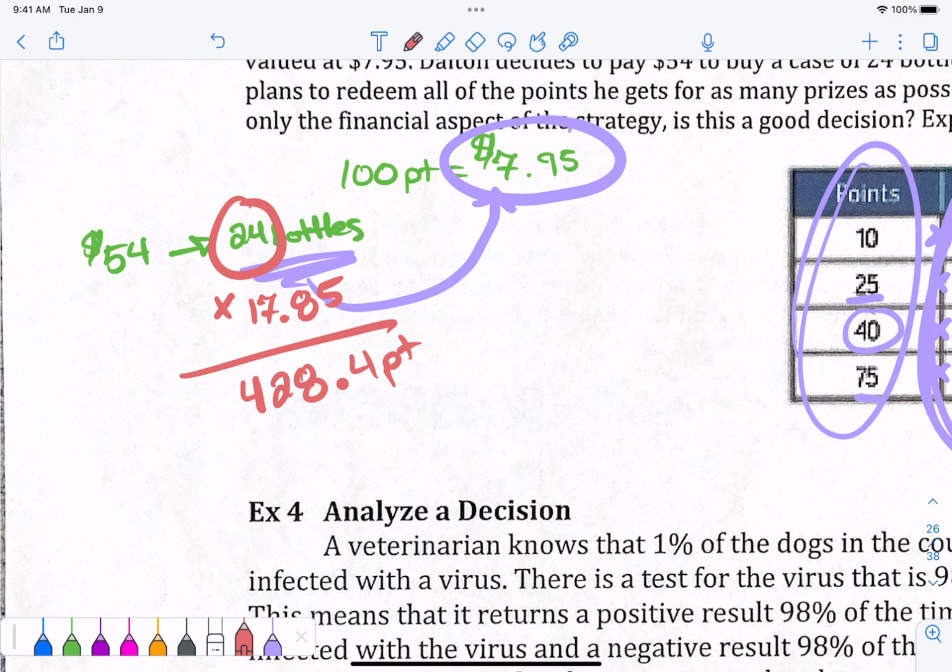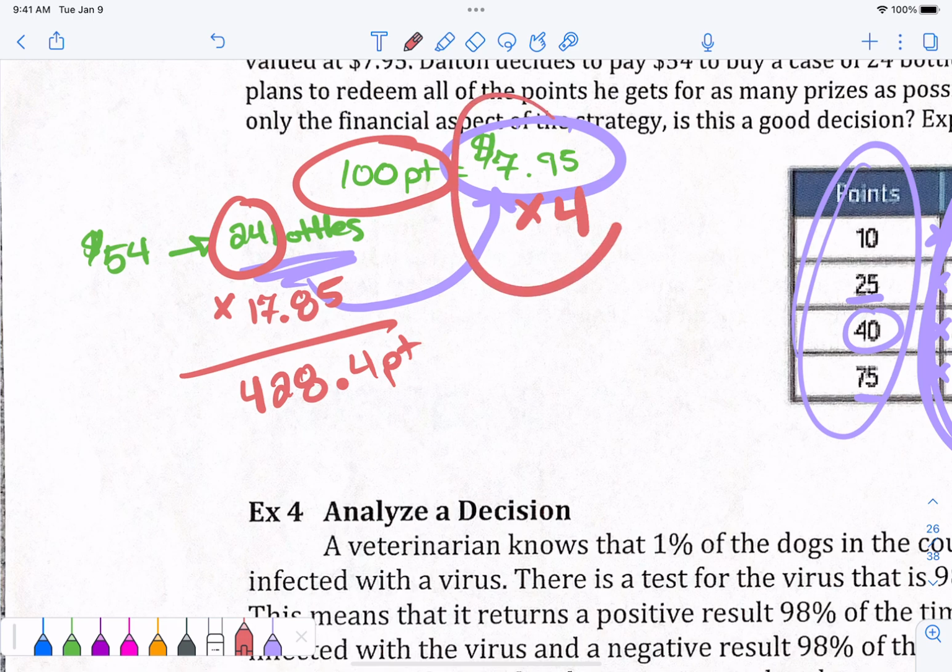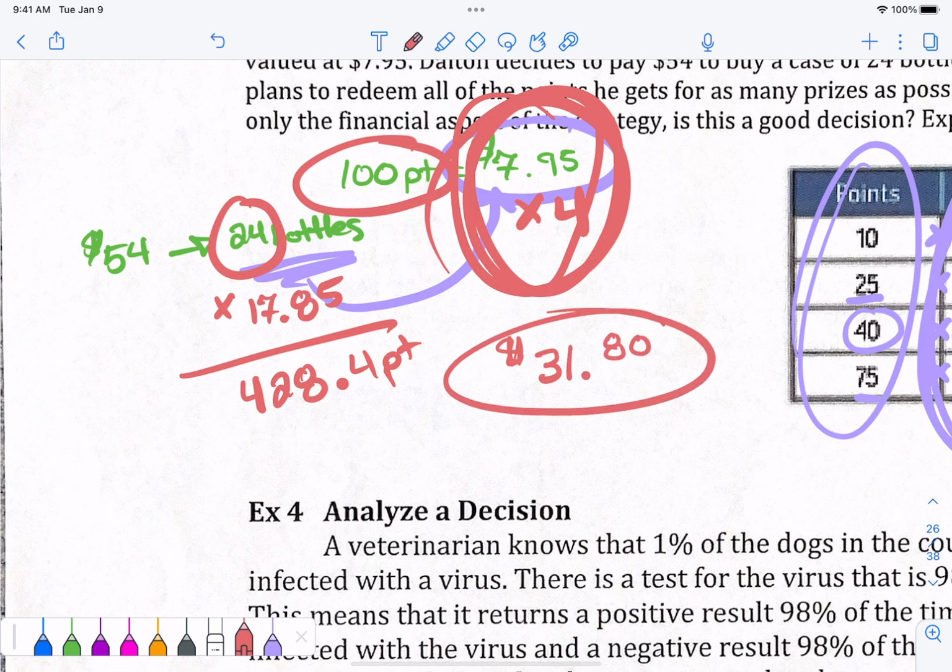So how many prizes am I able to cash in? 4 of them, right? I can only cash in every time I hit 100 points, and I've hit it 4 times. So how much money am I going to make if I cash that in? Like $40. $31.80 is how much I'm going to make.